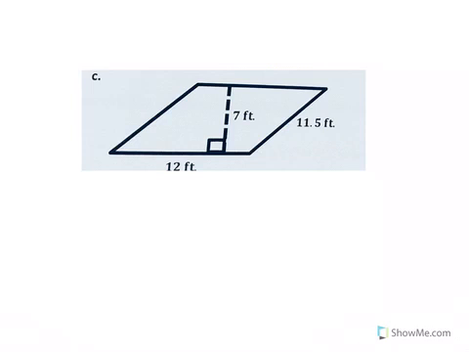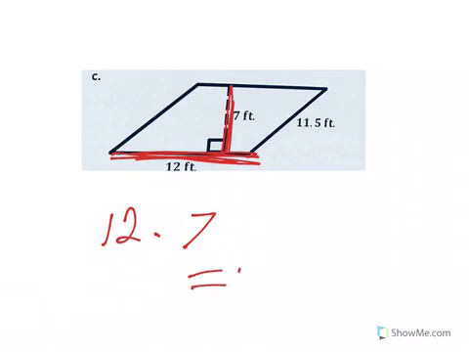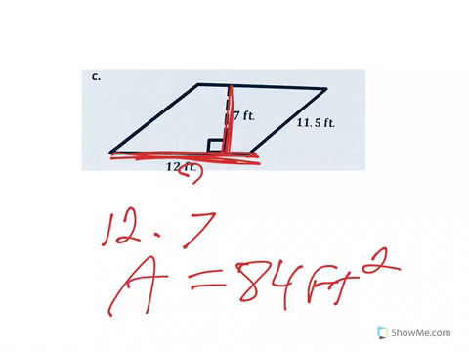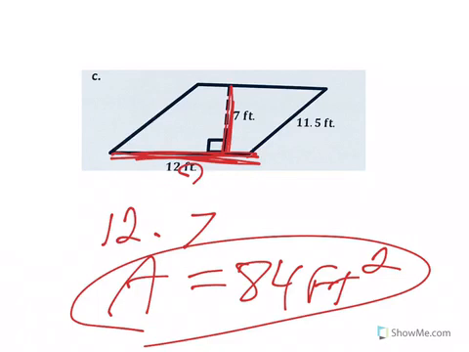Okay, let's look at this one. Again, we've got a base here of 12 feet. The height is 7 feet. 7 times 12 is 84. We're looking at feet and its area. So 84 feet squared, or 84 square feet. Okay, those are all pretty simple examples.